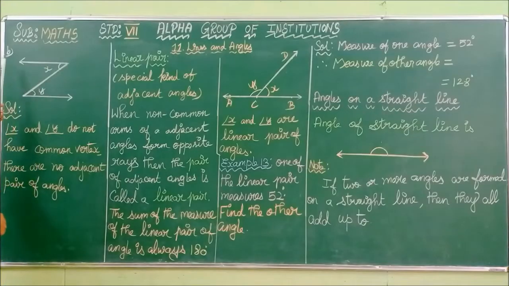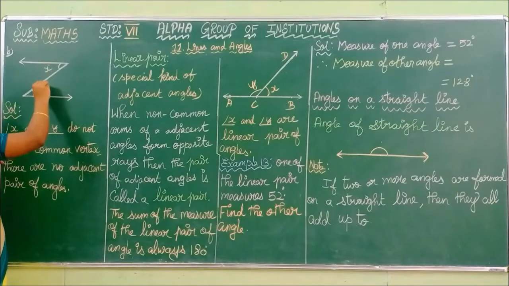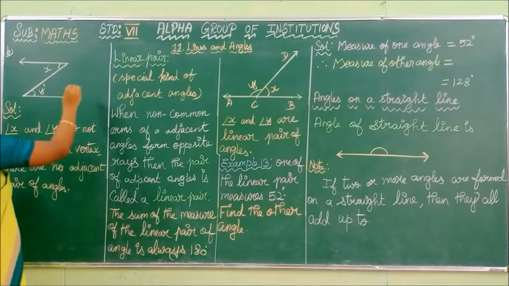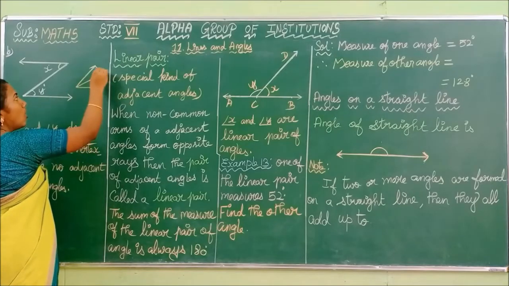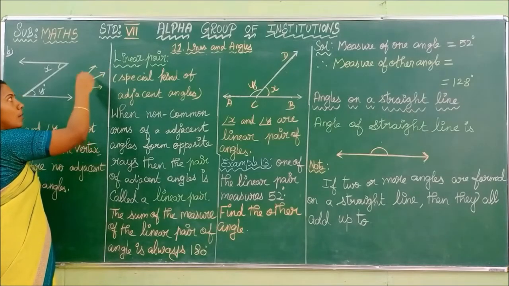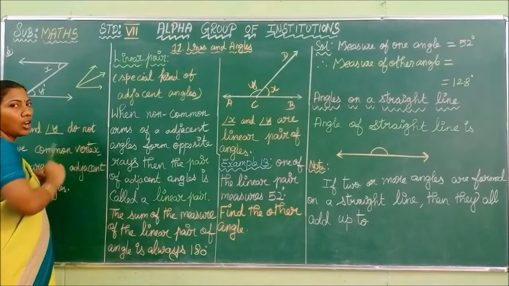Next, see subdivision B. For this diagram, we have to write the adjacent angles. Okay, see the diagram. Here, what are the angles? X and Y are the two angles. We have to check whether they are adjacent angles or not. We know if it is an adjacent angle, it has one common arm. This is the common arm and these two are the non-common arms.